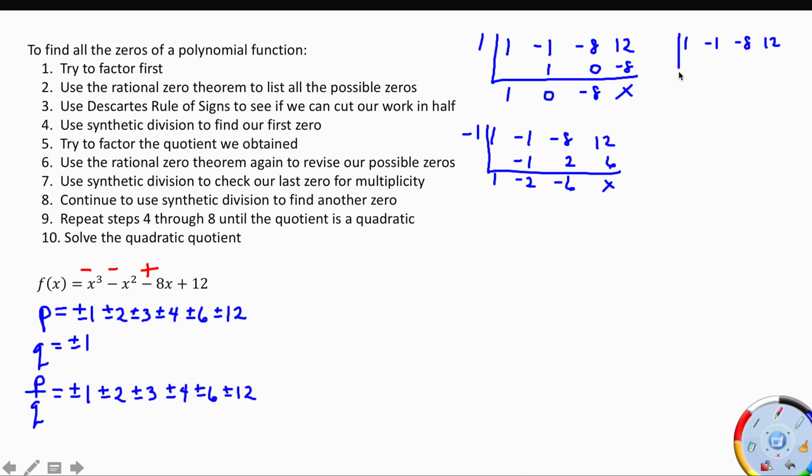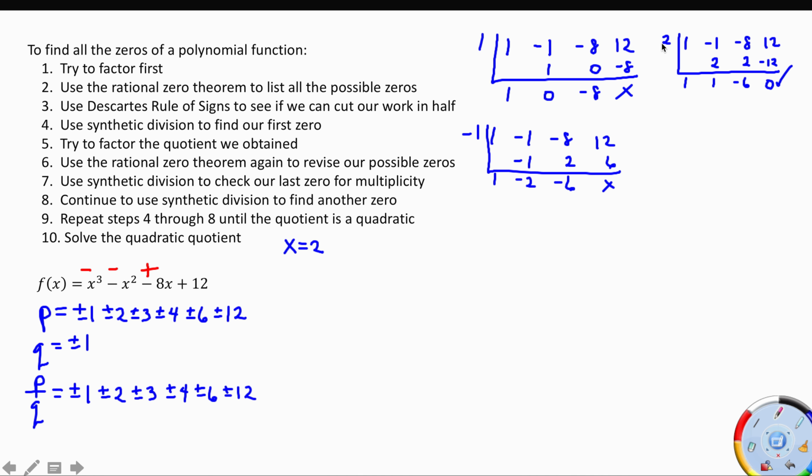And I'm going to try 2. 2 times 1 is 2. 2 minus 1 is 1. 2 times 1 is 2. Oh, look. 2 times negative 6, negative 12. Yes, now I know that x equals 2 is a 0. x equals 2 is one of my zeros.